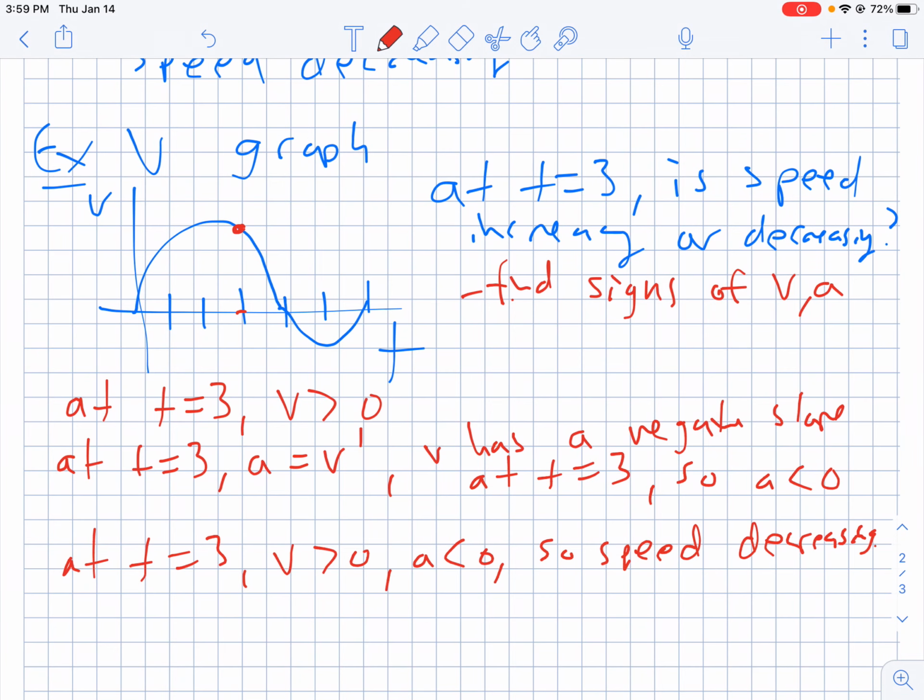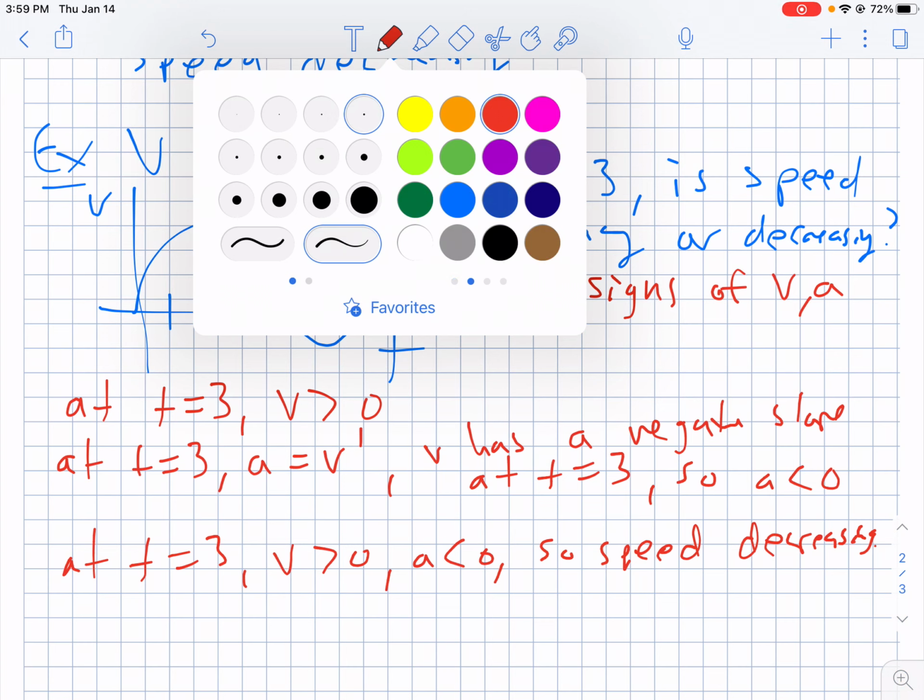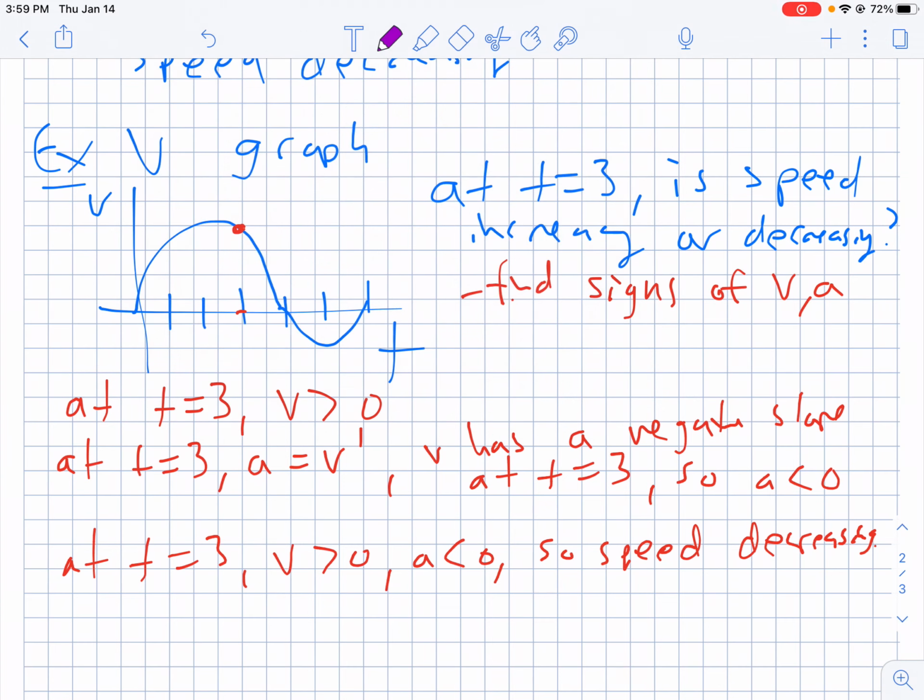If we looked at some other spots, for example, what's happening at 4.5, at that point my velocity is negative and I have a negative slope. So velocity and acceleration are both negative. My speed would actually be increasing, kind of going away from the x-axis. If I looked at 1, I'd see the same thing. My velocity is positive because I'm above the axis. I have positive slope, so acceleration is positive. So the speed would be increasing there as well. But at t equals 3, again, they have opposite signs, so speed is decreasing.